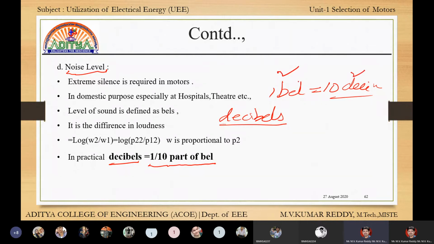Generally, the bel is not used here. Decibels are used, and these are used with logarithmic formulas. For calculating noise, the equation is of logarithmic form. Here W1, W2 are the watts, or powers P1, P2, and it gives the difference in loudness.